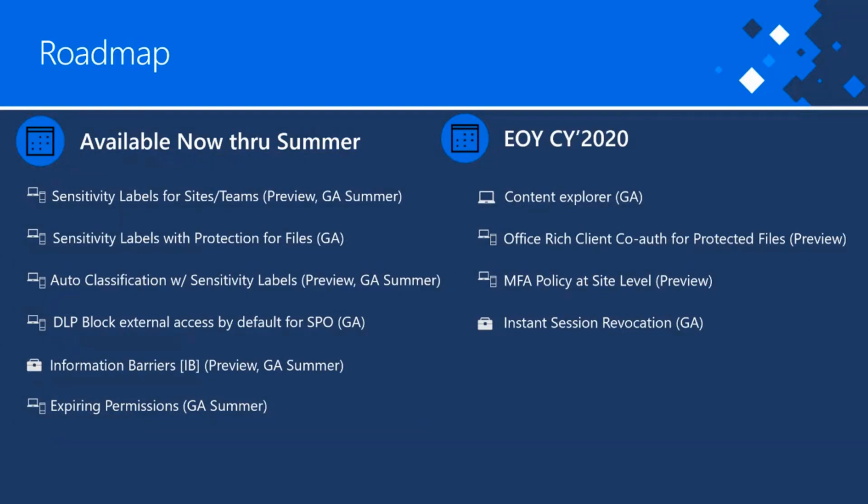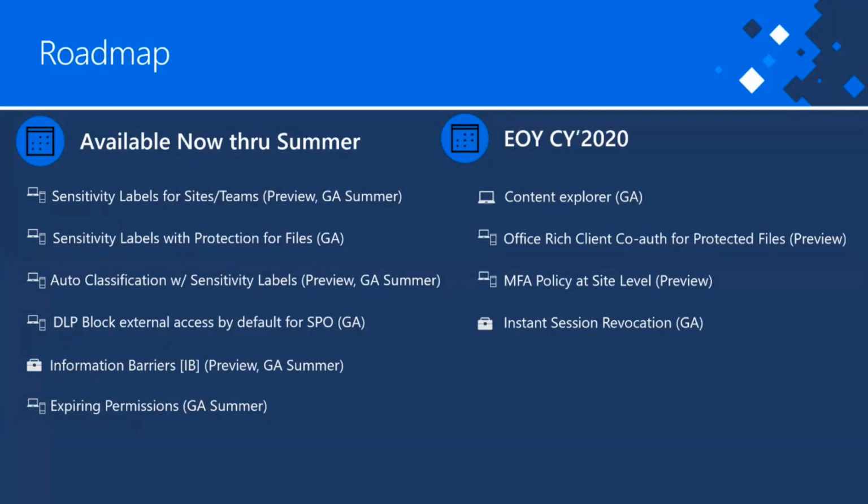Sensitivity labels with protection for files is already GA as of last week. Automatic classification with sensitivity labels, the demo I showed you, is in public preview. We plan to GA that in the summer as well. The block external access by default, this is to protect your sensitive data from the get-go. It's actually available as GA for SharePoint sites, so you can already use it now. For OneDrive, we are working on it, and it will come to GA in the next few months. Information barrier that I briefly touched on is actually available in preview for SharePoint and Teams connected sites. And we're planning to GA a flavor of this in the summer as well.